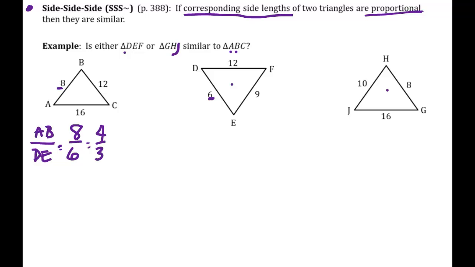Now let's go to the middle number, 12. BC over, and the middle number here is EF.